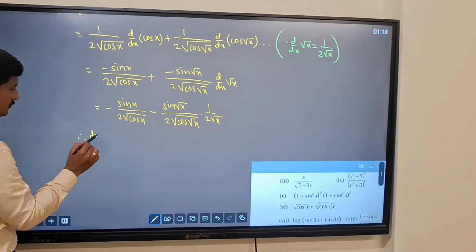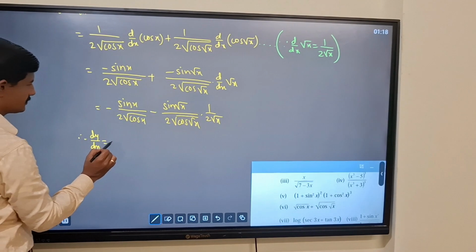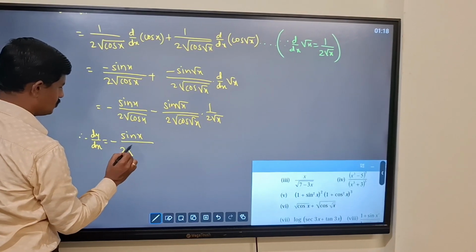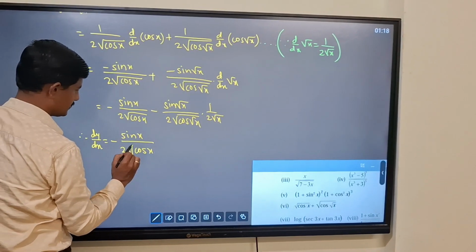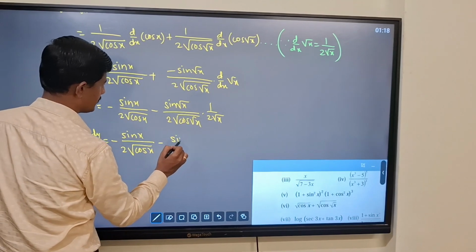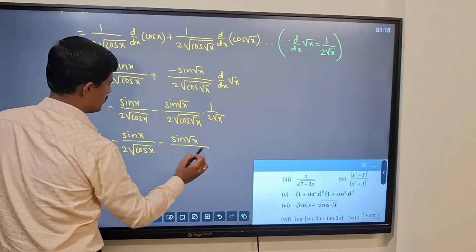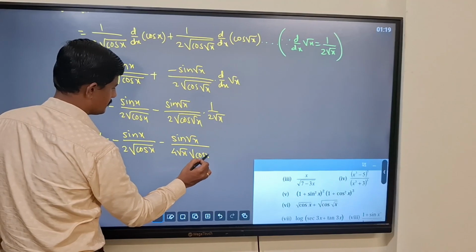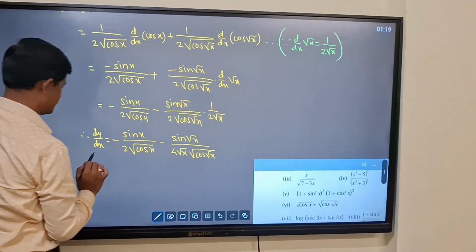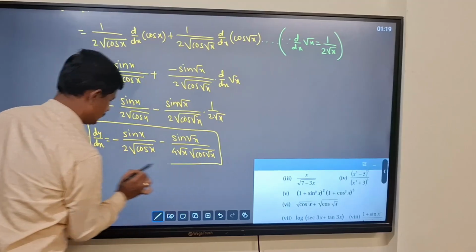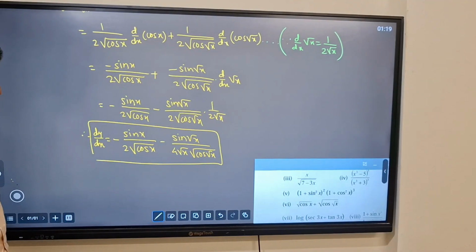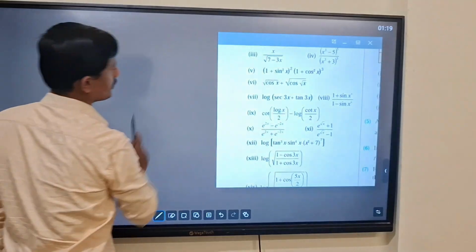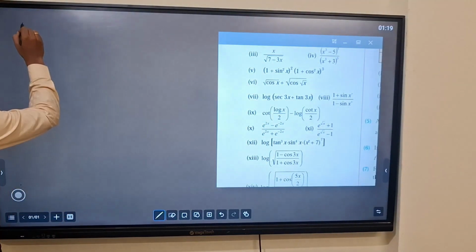Therefore dy by dx becomes minus sin x upon 2 root cos x minus sin root x upon 4 root x root cos of root x. This is your answer. Now next question, 7th one.